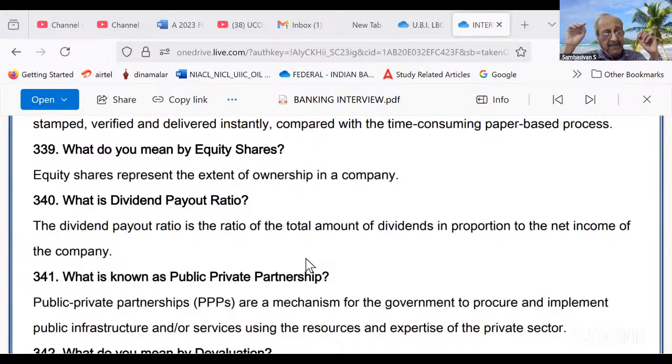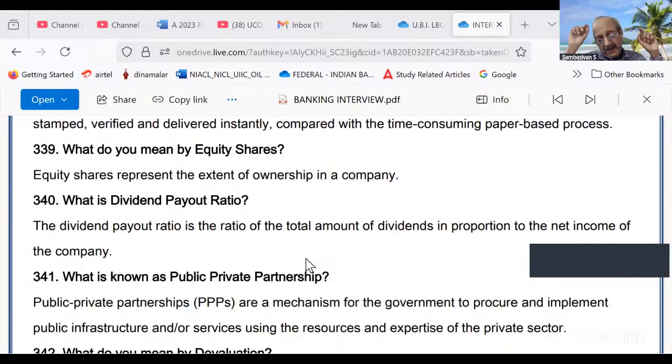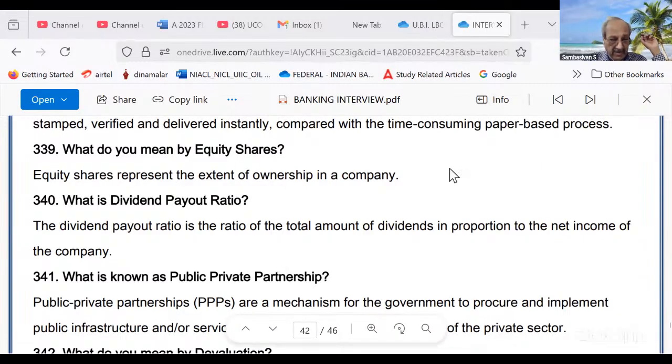Preference share capital holders will have to be given dividend first before dividend is declared to, say, equity shareholders. That is the advantage. I think it must be there in a few companies only, not in many companies. I have no idea about it.